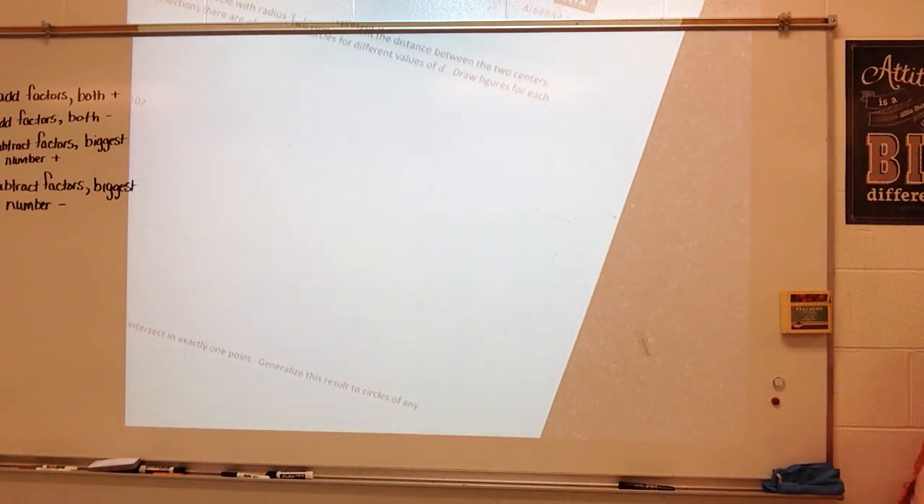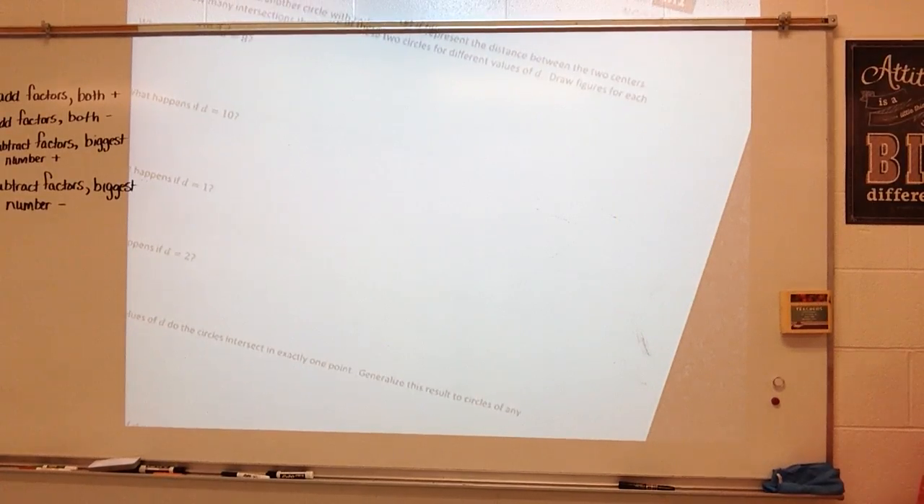Alright, consider a circle with radius 5 and another circle with radius 3. Let D represent the distance between the two centers. We want to know how many intersections there are of these two circles for different values of D. Draw figures for each case. Alright. So it says, what happens if D is equal to 8?